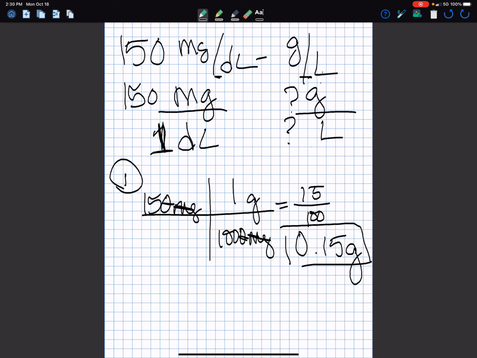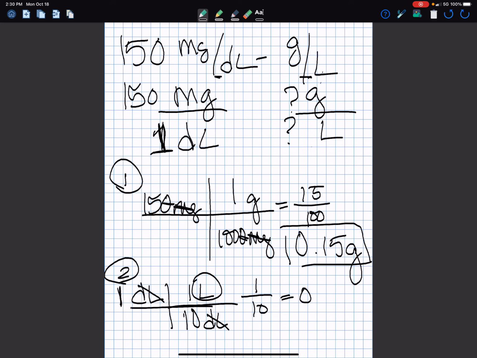So we've got our top number. Now we need our bottom number. So we need to do the second step, which we need deciliter to liter. So we've got 1 deciliter, and I need liter. Well, it takes 10 deciliters to equal 1 liter, right? So deciliters cancel out. That leaves you liters. That leaves you 1 over 10, which is the same thing as 0.1 liter. But it didn't ask you for 0.1 liter. It asked you for 1 liter.